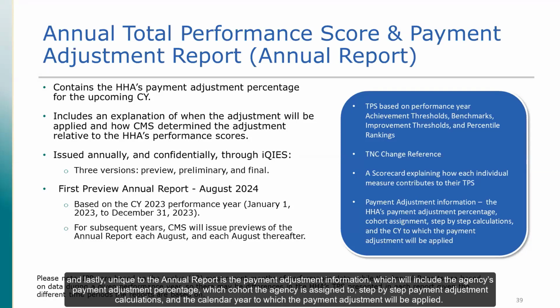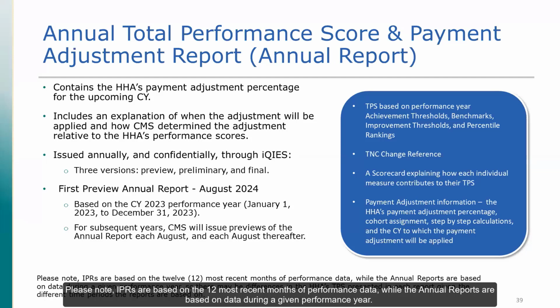and lastly, unique to the annual report, is the payment adjustment information, which will include the agency's payment adjustment percentage, which cohort the agency is assigned to, step-by-step payment adjustment calculations, and the calendar year to which the payment adjustment will be applied.